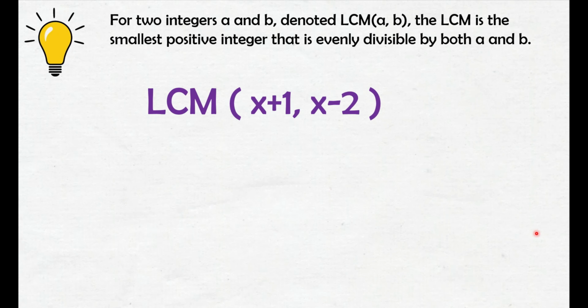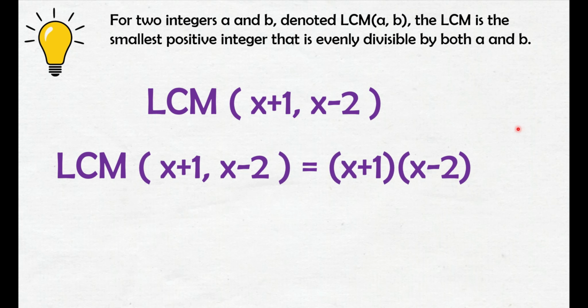Another example, ano yung LCM ng x plus 1 and x minus 2? So dito sa example na ito, hindi natin malilista yung mga multiples niya. So kapag ganito yung case natin, ang gagawin lang natin ay ipagmumultiply lang natin yung dalawang expression na yan. So yung magiging LCM lang yan ay x plus 1 times x minus 2.